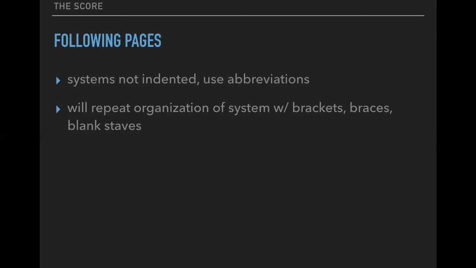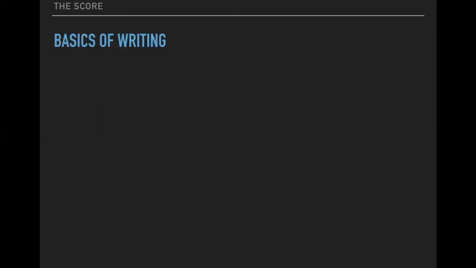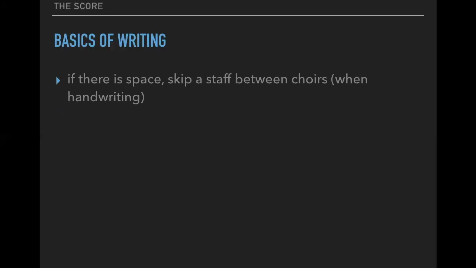Everything will repeat. The organization of systems and brackets, braces, blank staves, everything repeats. Again, clefs and key signatures are repeated, time signatures are not, as we've said. Okay, so here's some other basics of writing. This is really more for handwritten scores, but it's typical that if there is a space to skip a staff between choirs in handwriting, this is just visually to separate the staves. But again, this is more for handwritten.